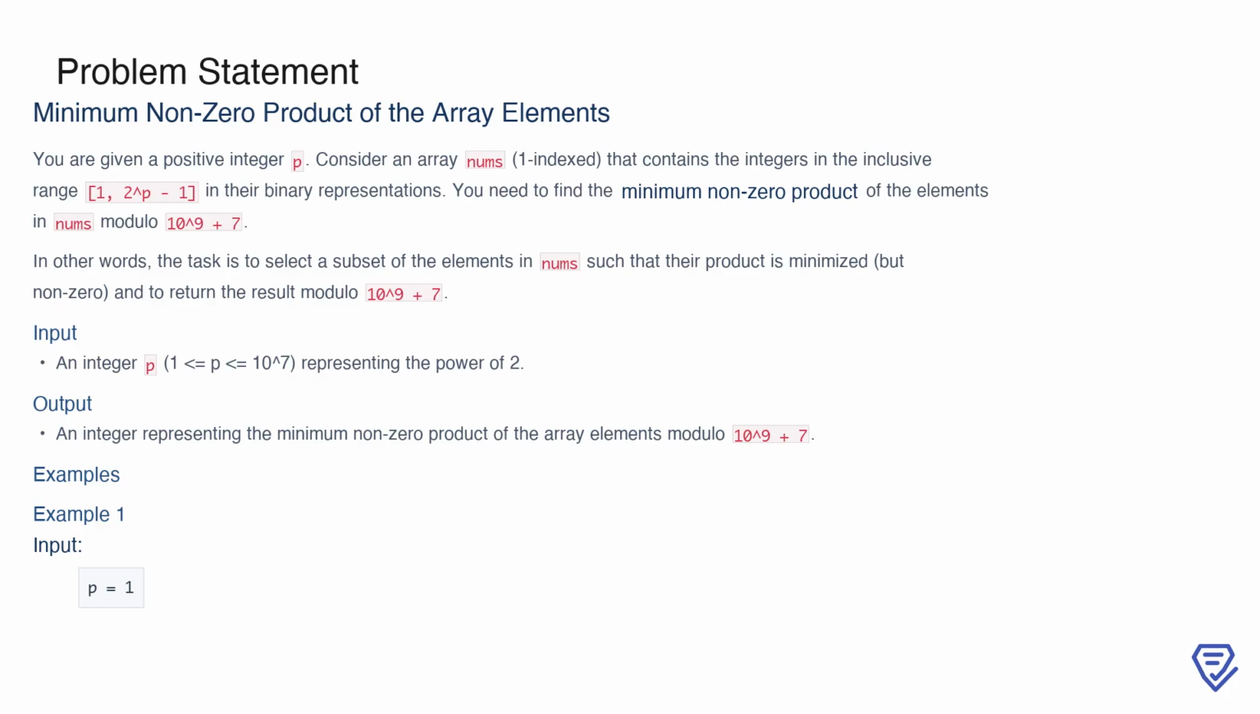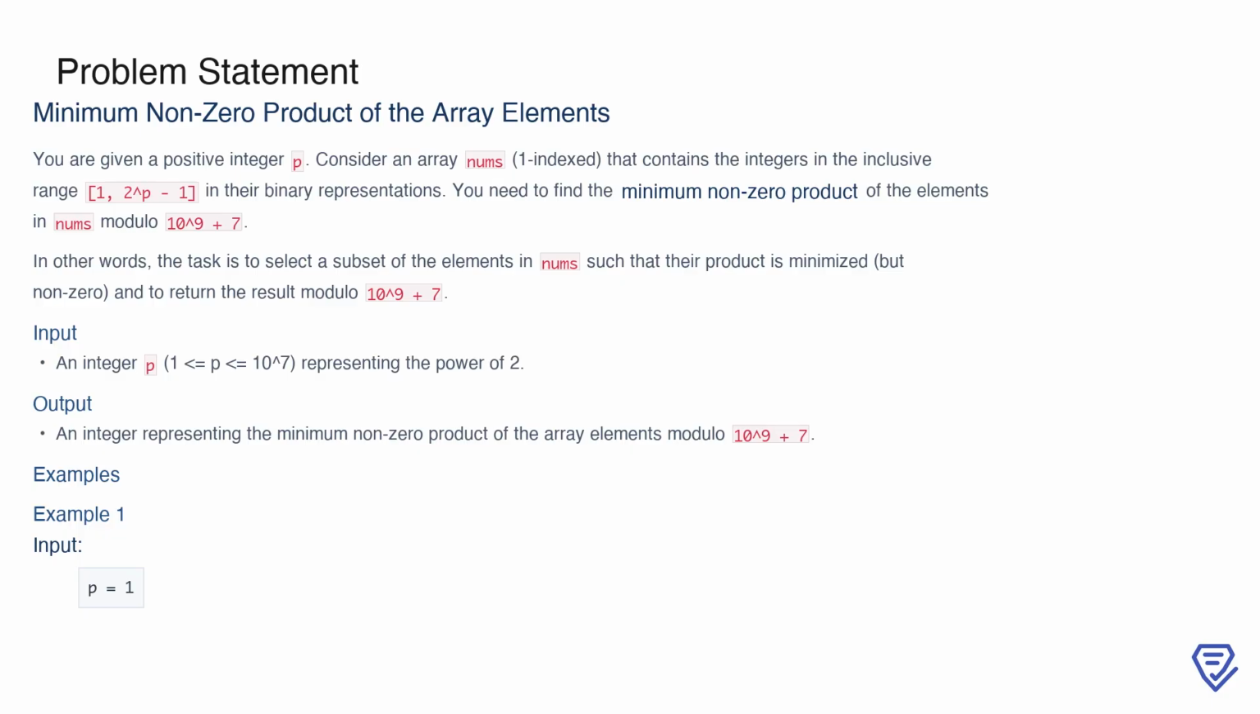Let's get started. The problem involves finding the minimum non-zero product of an array of integers, which is derived from powers of 2. Specifically, you're given a positive integer p, and the array nums contains all integers from 1 to 2^p - 1. Your task is to select elements from this array such that their product is minimized, while ensuring the result is not 0. Finally, you must return this value modulo 10^9 + 7 to handle potentially large results.